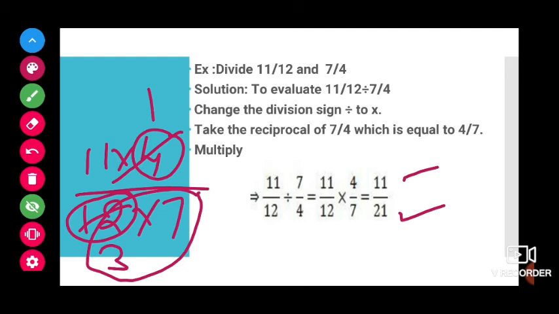Even before multiplication we can cancel in a cross way: 4 ones are 4, 4 threes are 12. But always check that one number should be in the numerator and one number should be in the denominator. Then we will get 11 by 21. This way of cancelling crosswise is called cross cancellation. You can do it in this way also.